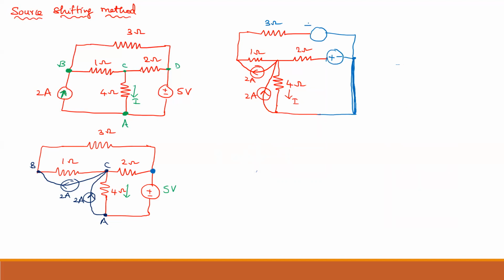So this is your positive terminal. This is your negative terminal. Plus, minus. Is it clear, right? What is the voltage? Same voltage, 5 volt. Here also 5 volt.